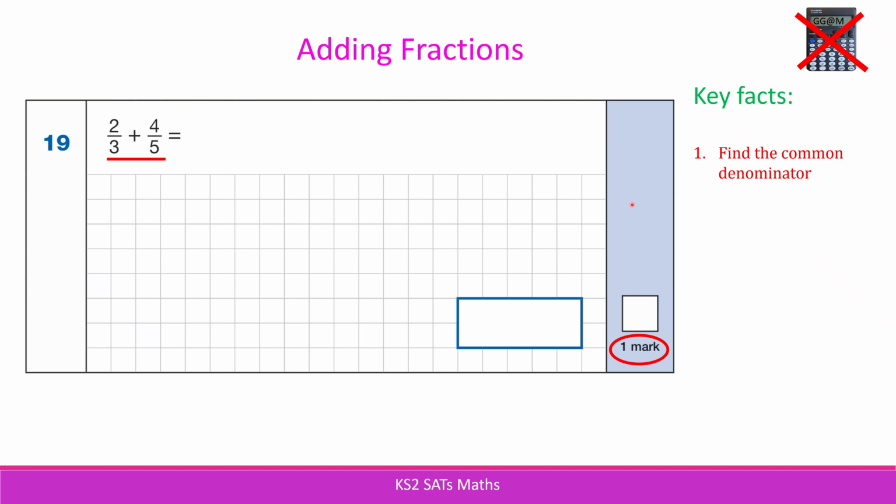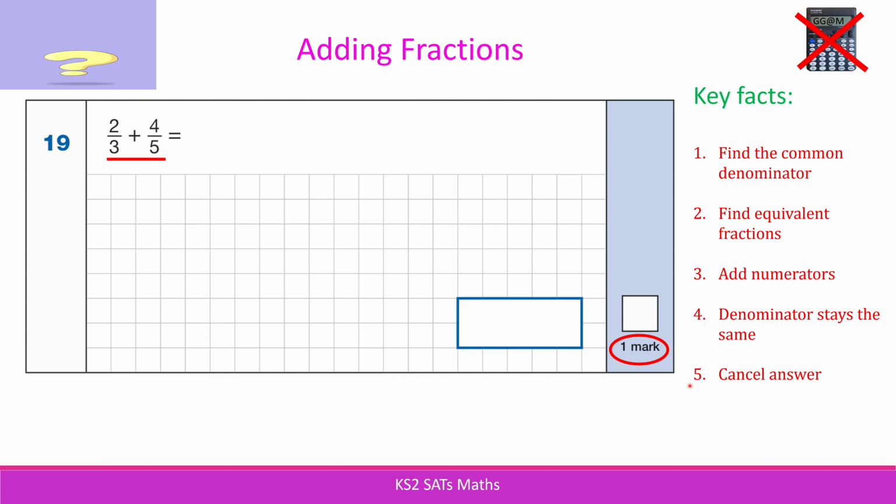Step 2 is we need to find equivalent fractions. So once we know the common denominator, we've got to find a fraction that is equivalent with that new denominator. We're then going to add the numerators together. So the numerator is the number at the top. We're then going to keep the denominator exactly the same. And then you're going to cancel your answer if you need to. Press pause, have a go at getting pen and paper, working out the answer, and then press play when you're ready to hear the answer.